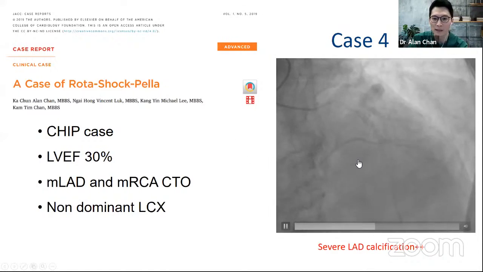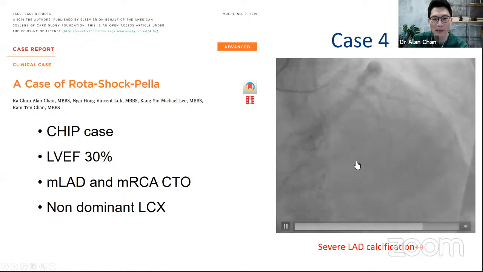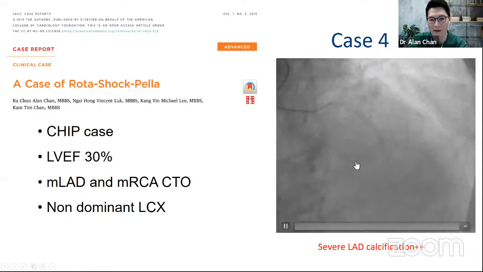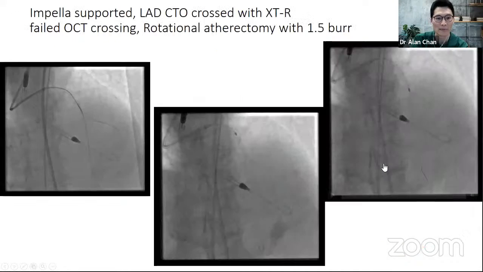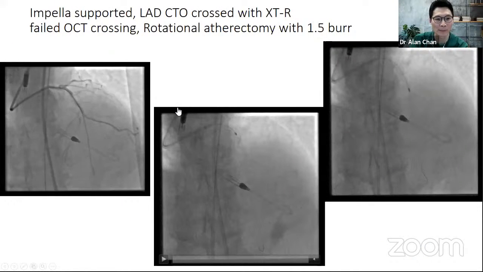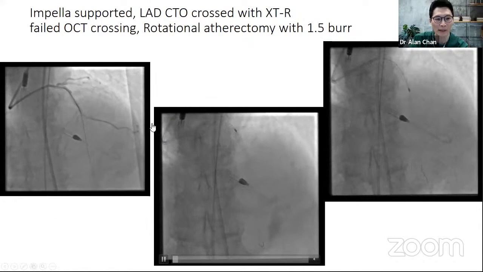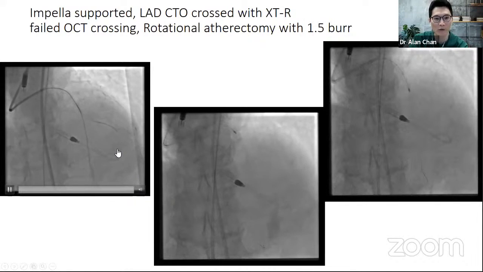In this CHIP case, with a double CTO and impaired LV EF, you can see a diffuse calcification along the LAD together with the CTO. So we use Impella to support the PCI. During the LAD, we crossed the lesion with the XTRY, but no OCT catheter was able to cross.